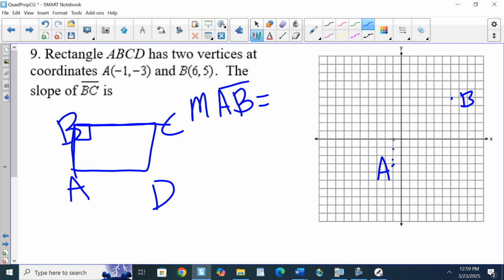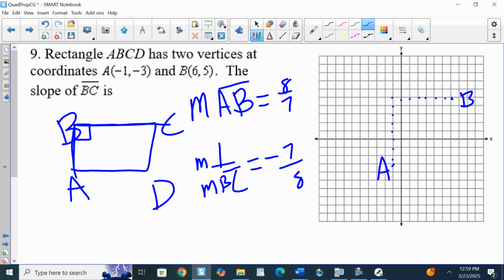1, 2, 3, 4, 5, 6, 7, 8. 1, 2, 3, 4, 5, 6, 7. So that's positive 8 over 7. So the perpendicular slope, the slope of BC, must be the negative reciprocal, which is negative 7 over 8.